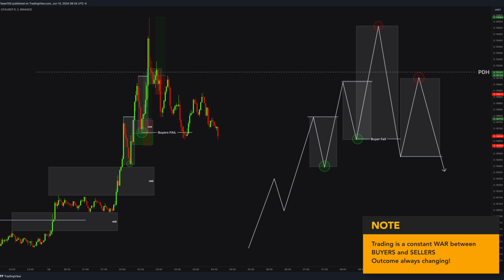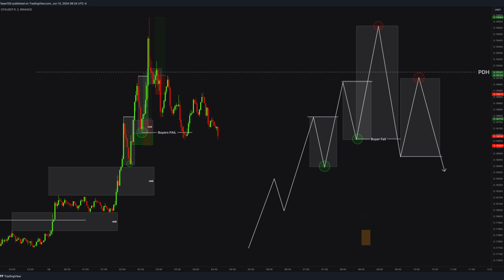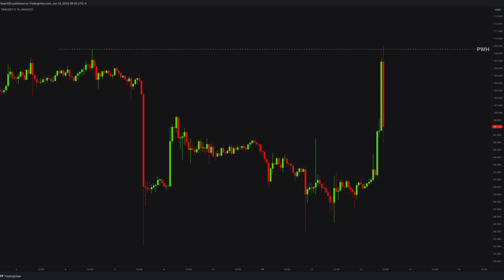As you can notice, this is all a game between buyers and sellers who try to beat each other. And in this game, there is no constant winner. Outcome changes all the time. Okay, one more example to discuss. This time the price is in a rally towards the previous week high. Crazy price movement from $80 to $100. All great in this 1 hour time frame.